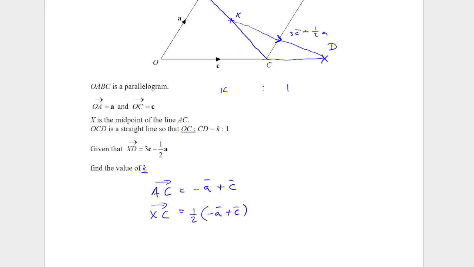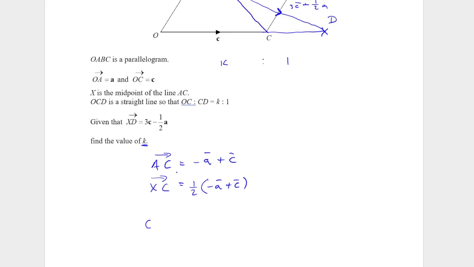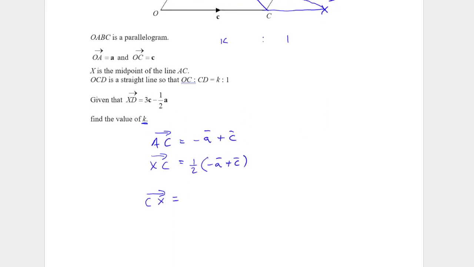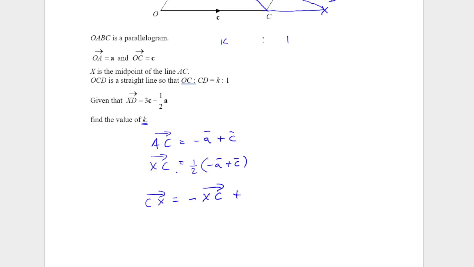And then in effect, C to X is going to be equal to minus X to C plus X to D. So that's going to be equal to minus a half of minus A plus C plus 3c minus a half a.